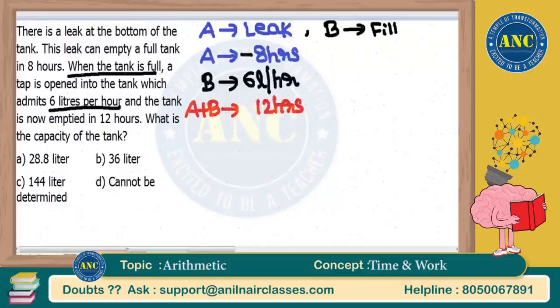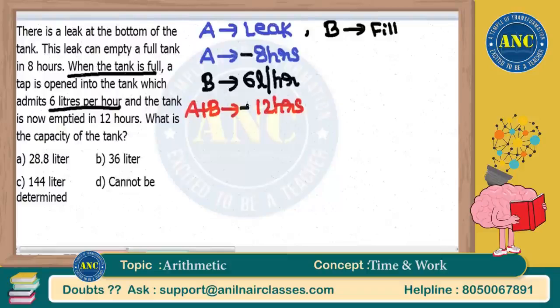Because it is emptied, again I will put a negative sign. Again I am repeating the question. First thing is, my friend A was initially working alone. If my friend is working alone, he will take away all the chocolates in 8 hours, or in this question, he will empty the tank in 8 hours.